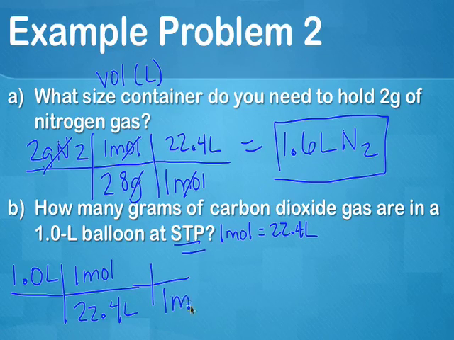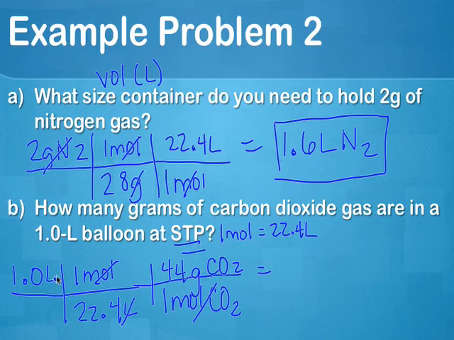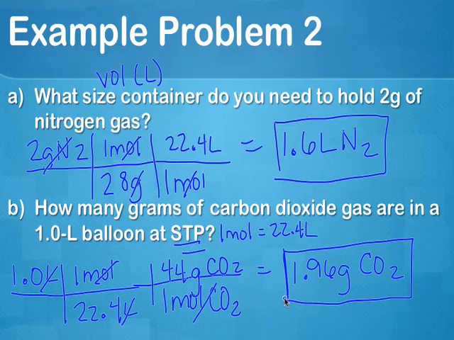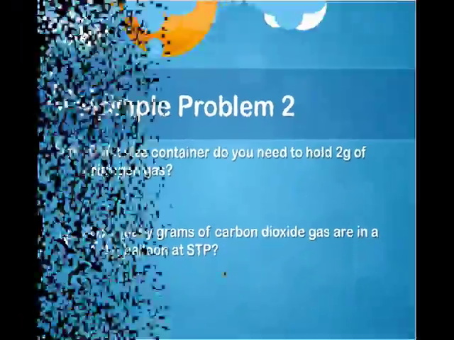And then 1 mole, and this gas is carbon dioxide. 1 mole of carbon dioxide is 44 grams. So my moles have gone, my liters are gone. I do the math, which is 44 divided by 22.4, and we end up with 1.96 grams of carbon dioxide. So these aren't much different than problems that we've done. We're just incorporating this new conversion factor that we can use when we're at STP.